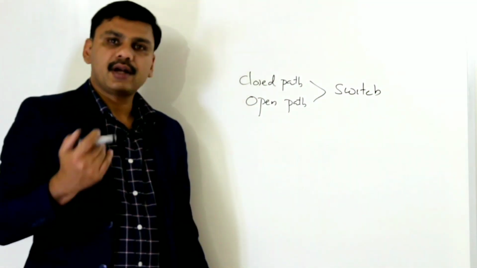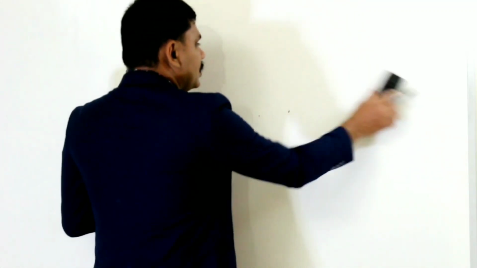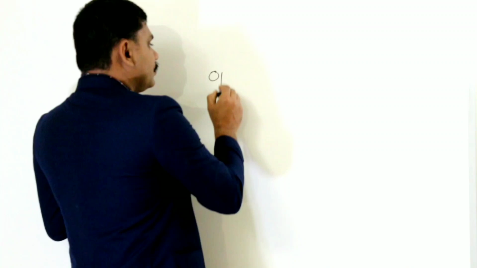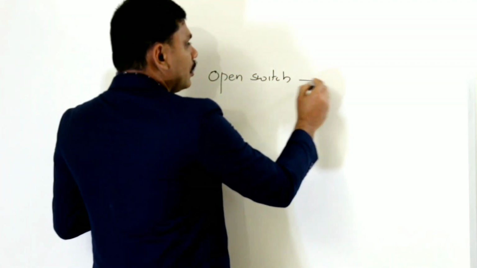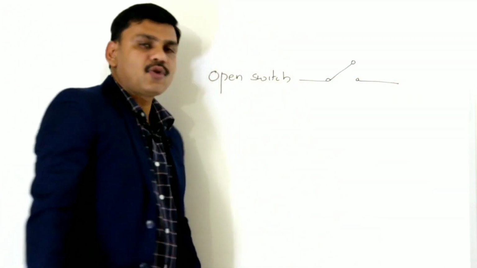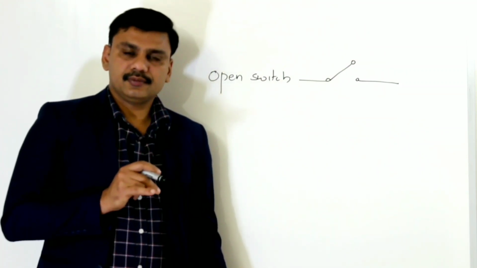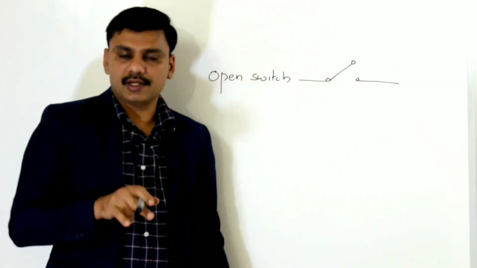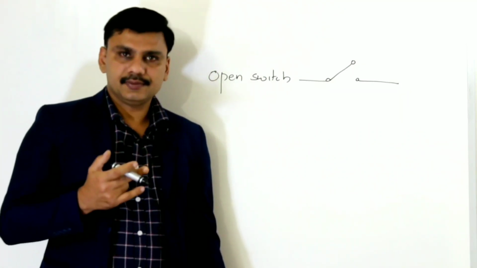You know that there are different types of switches. So, open switch. How will you make open switch? What is the symbol of open switch? It looks like this. This is an open switch. You know that when the switch is off, the electrical appliances will not work. That means electricity is not flowing through that path.